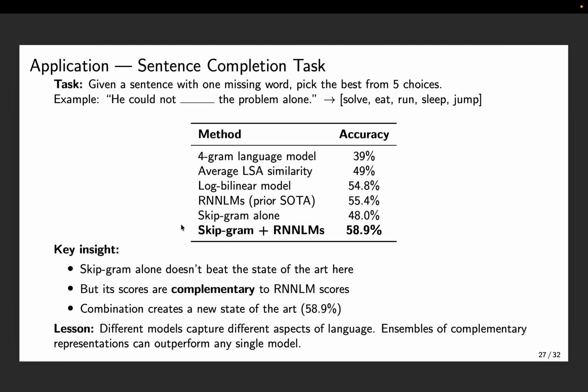The key insight here is complementarity. Skip-gram captures semantic relationships, knowing that solve and fix are similar. RNN LMs capture syntactic sequential patterns, knowing that "could not" is typically followed by a verb. Neither alone is optimal, but combined they cover each other's blind spots. This teaches an important general lesson in NLP: different model architectures capture different aspects of language, and ensembles of complementary models often outperform any single model.